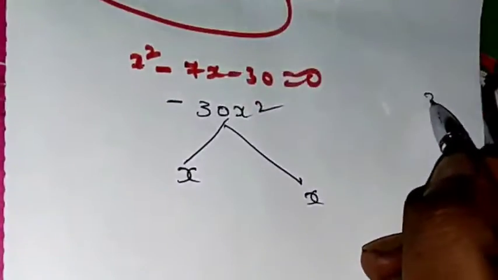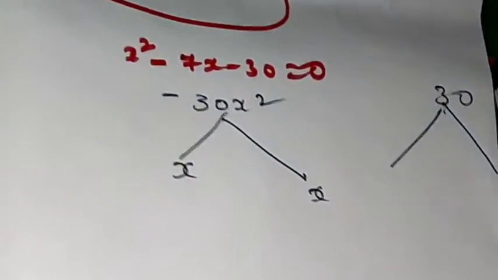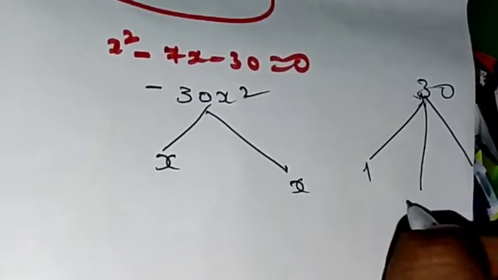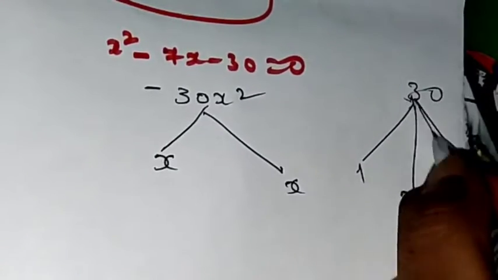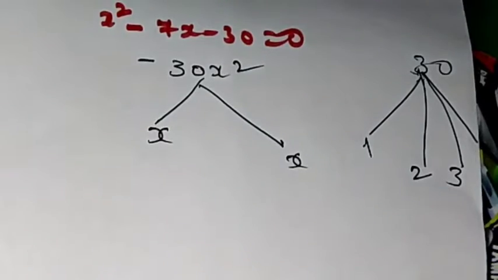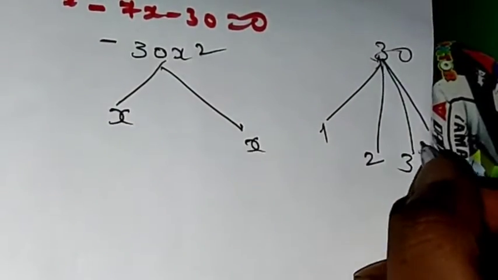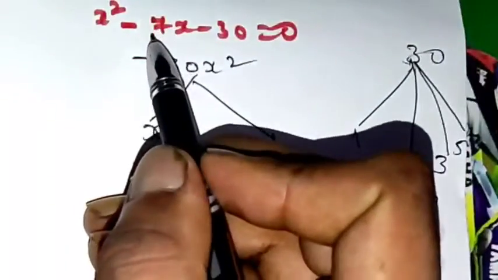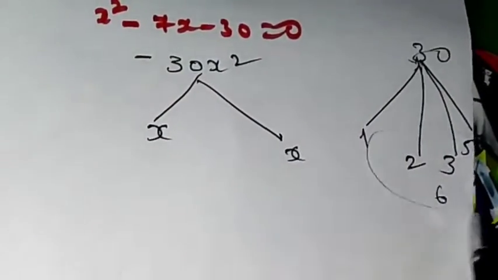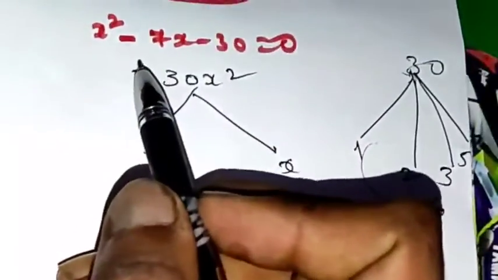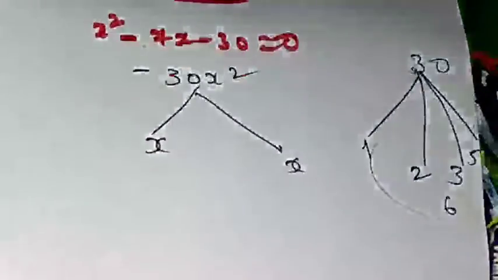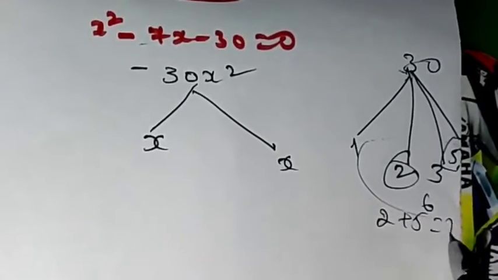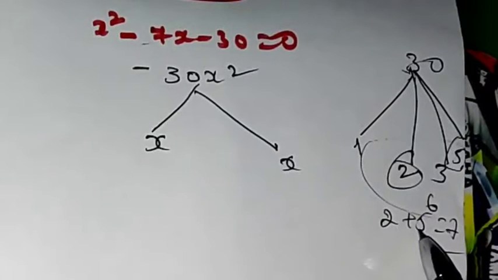Okay, what are the factors of 30? We write down the factors of 30. 1 divides 30, and 2 also divides 30, and 3 divides 30, and 5 divides 30, 6 divides 30. Okay, now we have to choose any two factors among these. Here −7 is there. For −7 we take 2 and 5. If you add 2 plus 5, we get directly 7. That's why we take 2 plus 5.